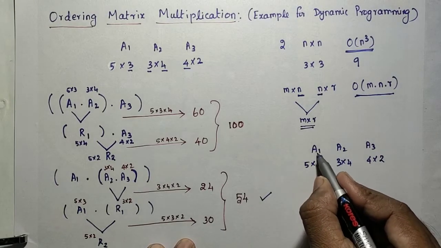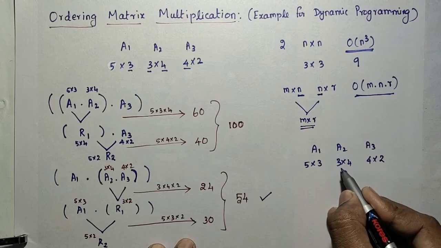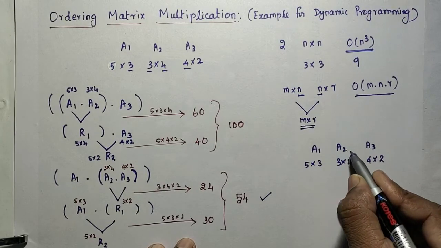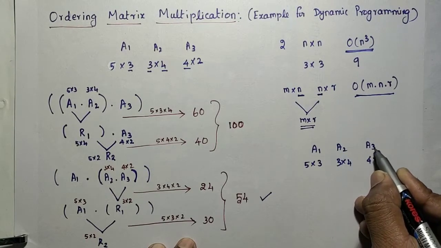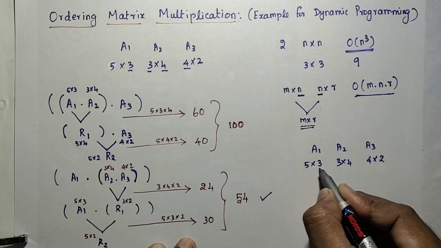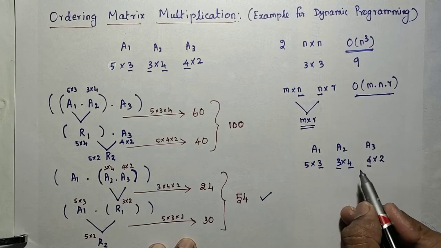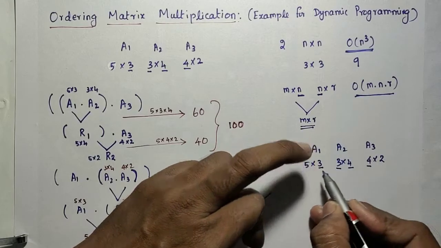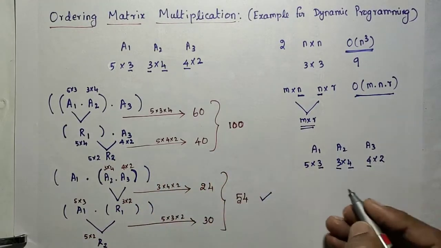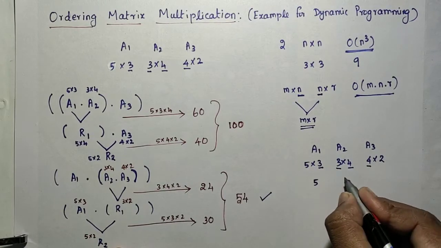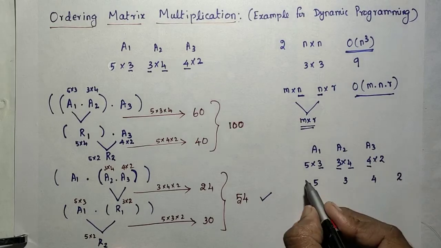because the first matrix's row size is equivalent to what? The second matrix's column size. Similarly, the second matrix's column size is equivalent to the third matrix's row size. So this and this will be the same, like that. How many unique values do we need for 3 matrices? Only 5, 3, 4 and 2. So these values I needed.